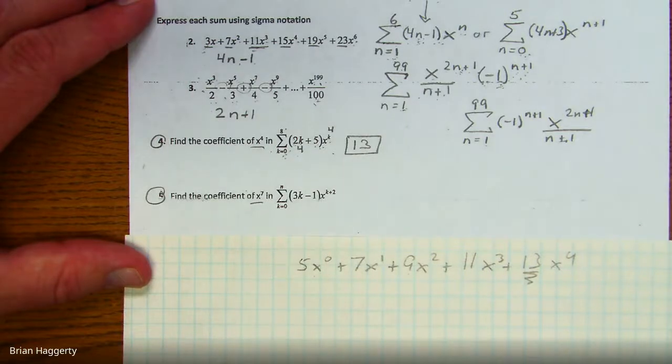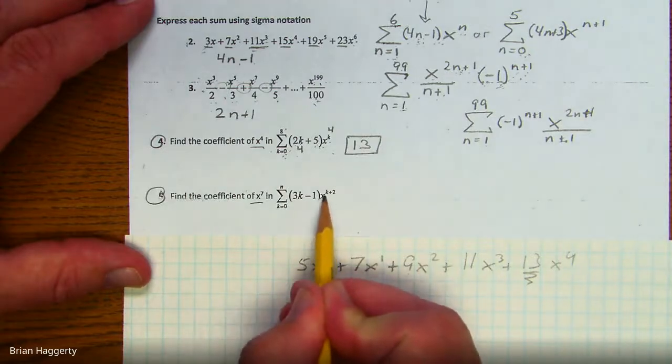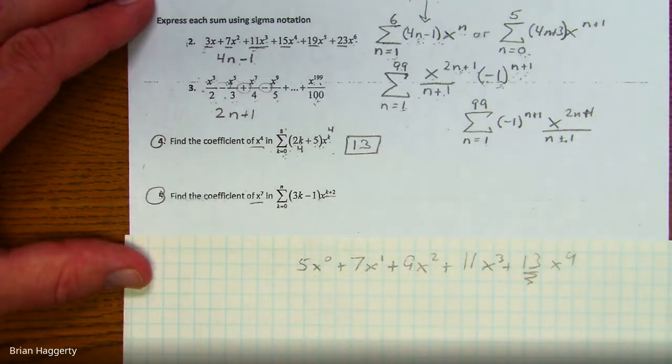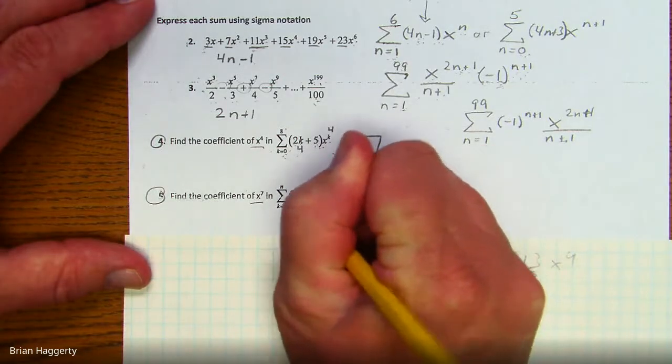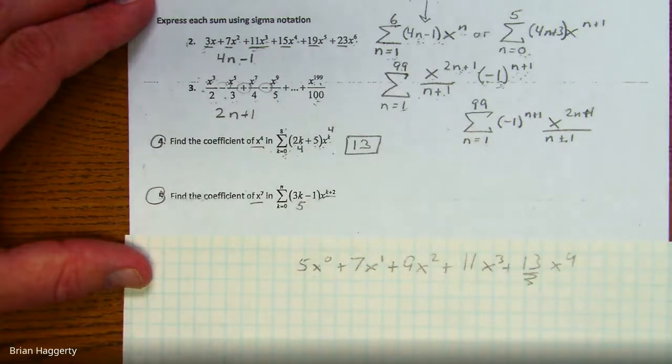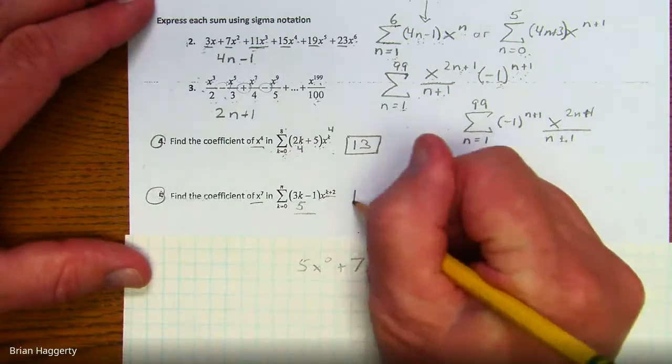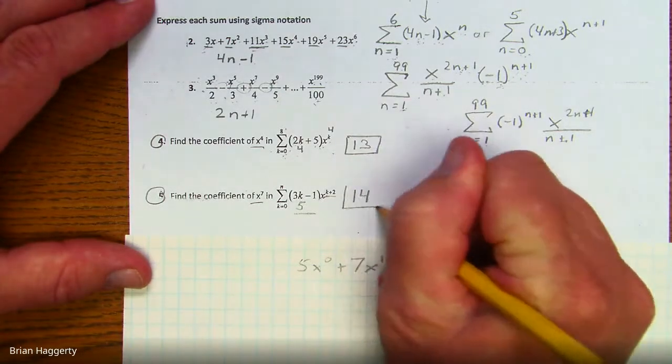So I'm going to stick to a shortcut here. The only way we're going to get an x to the 7th is if k is 5. So what I'm going to do is plug the 5 in here, and that will give me, from this part, what the coefficient of x to the 7th is. So 3 times 5 is 15, and then 15 minus 1 is 14.